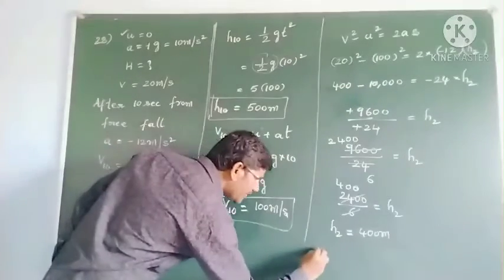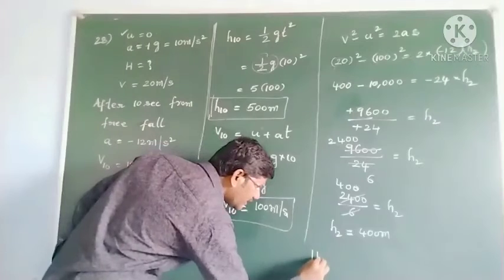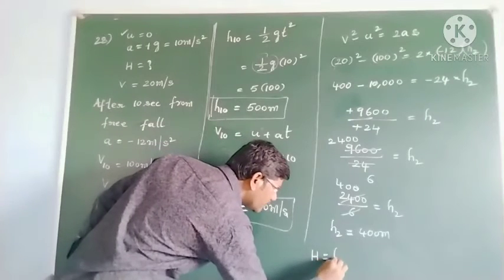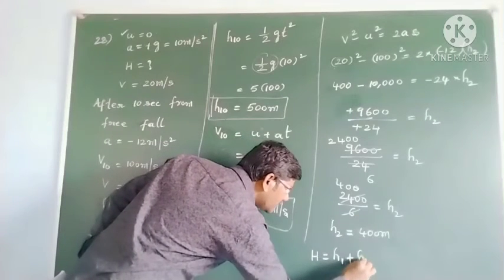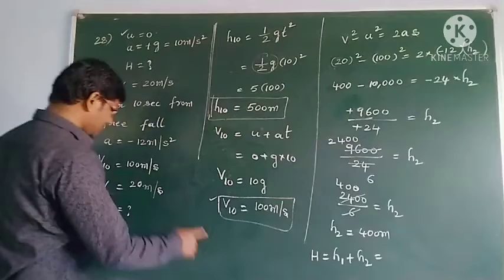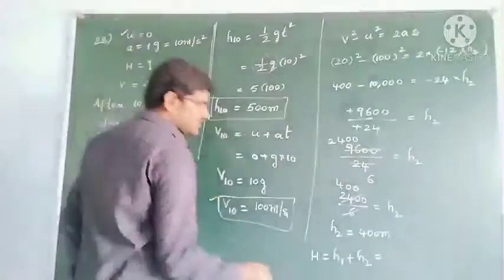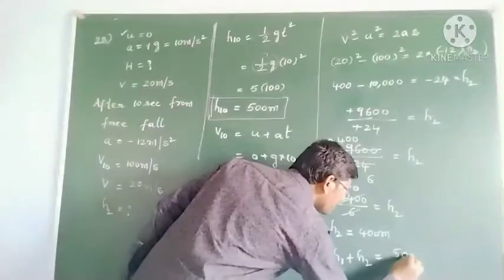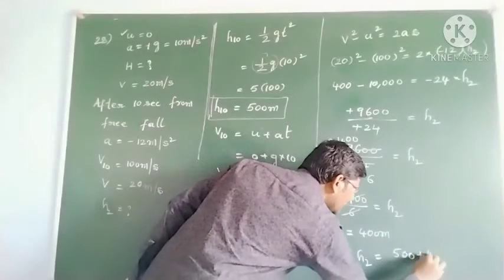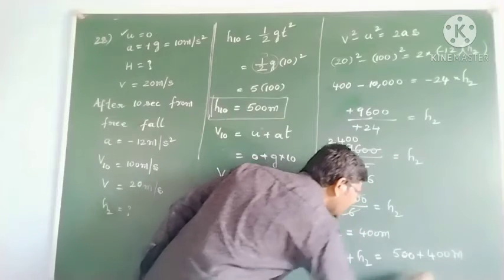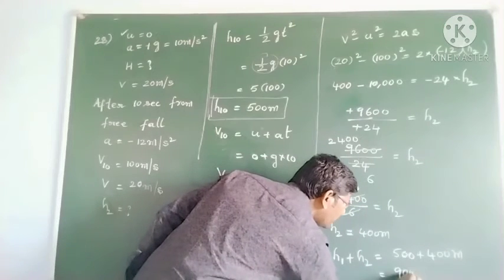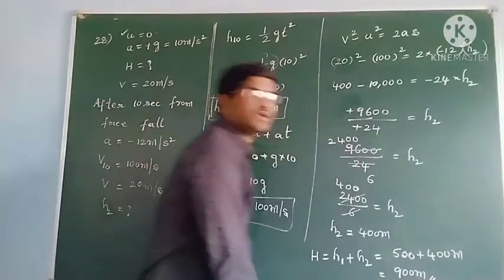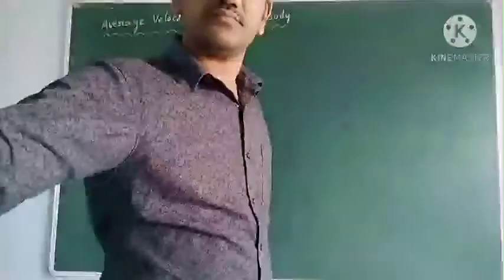So we have to find the final height, the total height. H is equal to h1 plus h2. So h1 is 500 meters and h2 value is 400 meters. So the total height fallen you will get 900 meters. This is the total height fallen.